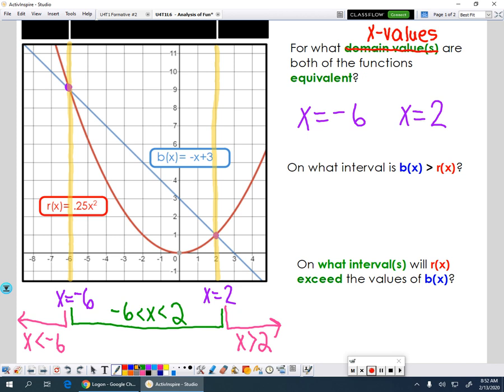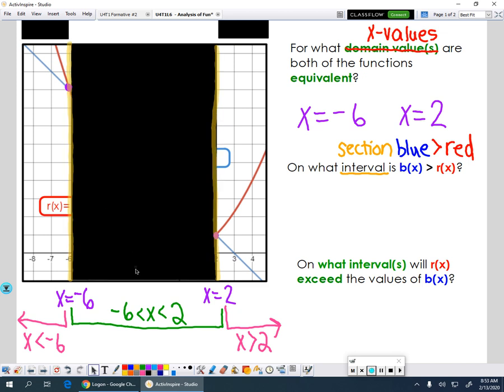So this next question says, on what interval is b of x greater than r of x? Well, the word interval really is just referring to what section of our graph is b of x greater than r of x. If you look, b of x, that's our blue line, and r of x is our red line. So what this question is asking us is in what section of this graph is our blue line greater than our red line? So what we want to do is look at this graph in sections.